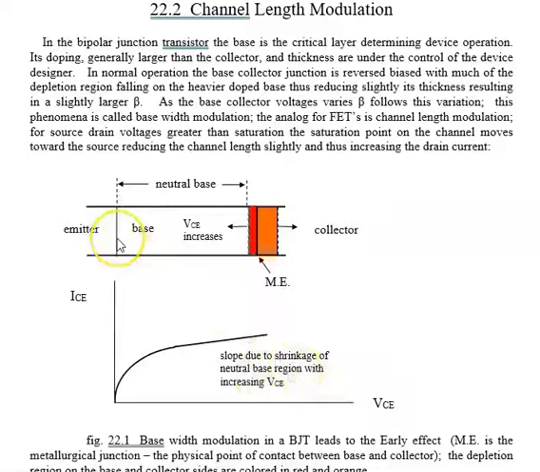High excess minority carrier concentration here, low excess minority carrier concentration here. The current is due to the gradient of excess minority carrier concentration, which is to say the absolute values divided by this distance. The distance decreases, the current increases.